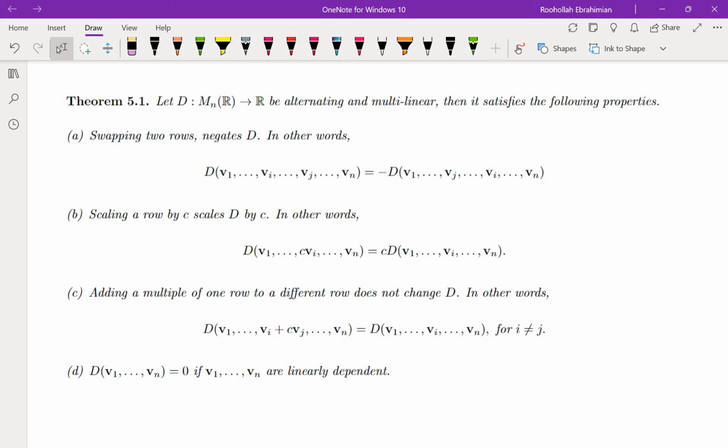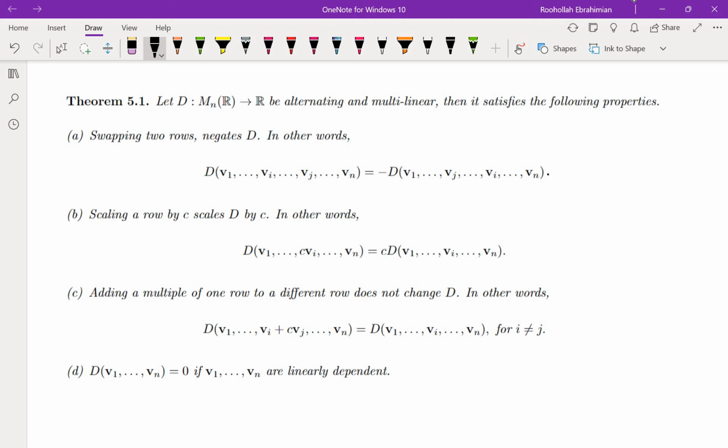Now let's move on to the next theorem, one of the first theorems in this chapter. So let D from Mn of R to R be alternating and multilinear, then it satisfies the following properties. The first one is swapping two rows negates D. Okay, so this one was just proved in the example that we saw.